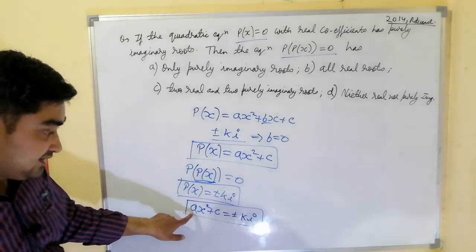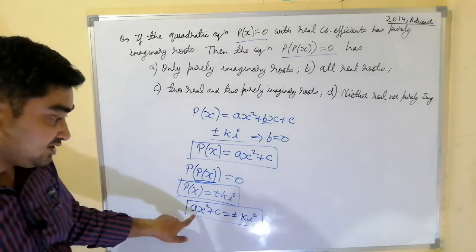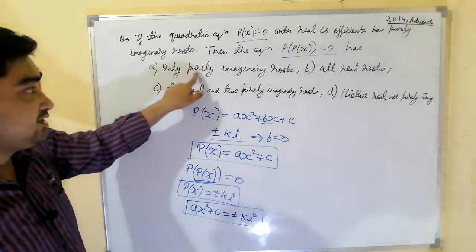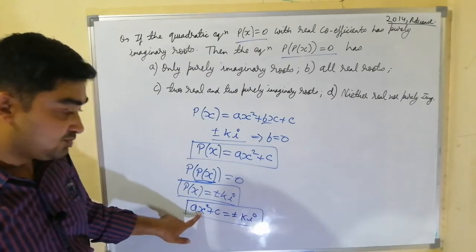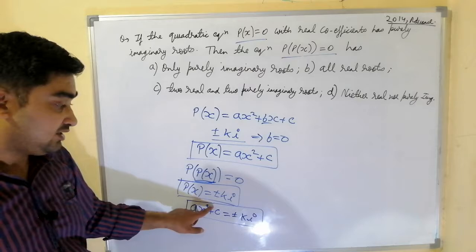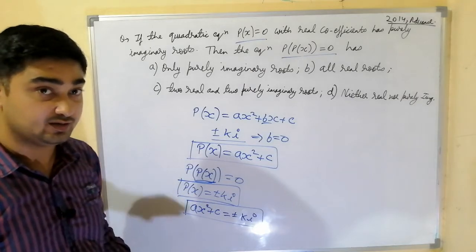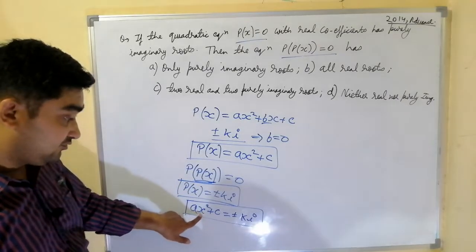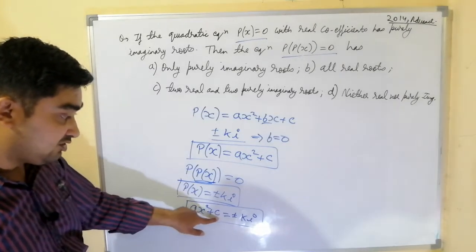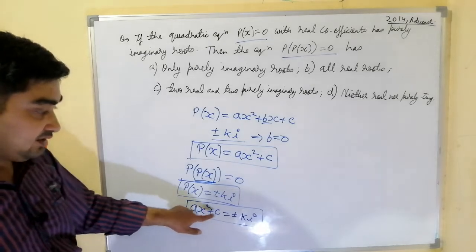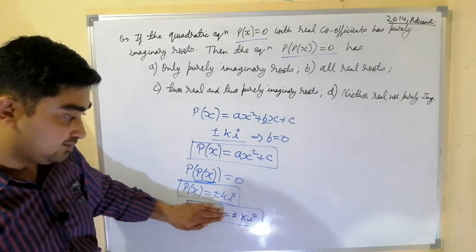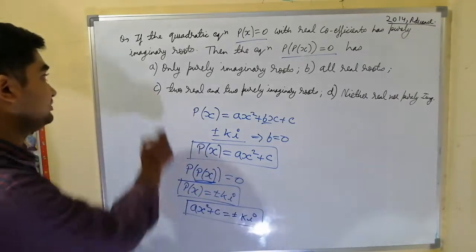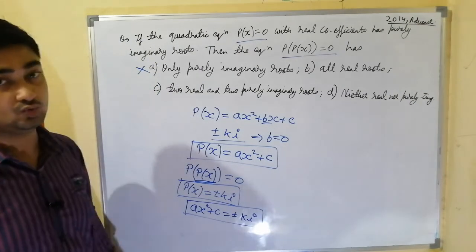Look at the left hand side, it is ax square plus c. A is real, c is real. So for a moment, assume that x is purely imaginary. If x is purely imaginary, the square of a purely imaginary number will become purely real because iota square is minus 1, a real number. So the left hand side will become real plus real, so it will be real, but the right hand side is imaginary. They can never become equal. So option number 1, A, cannot be true.